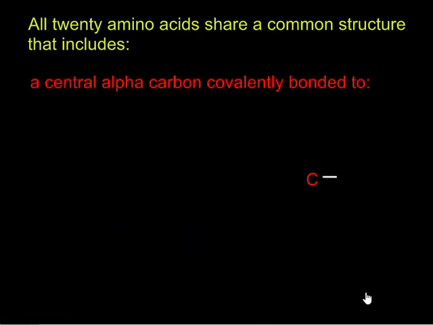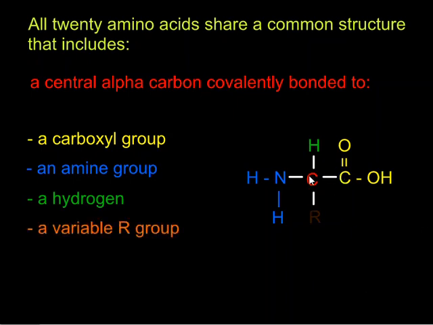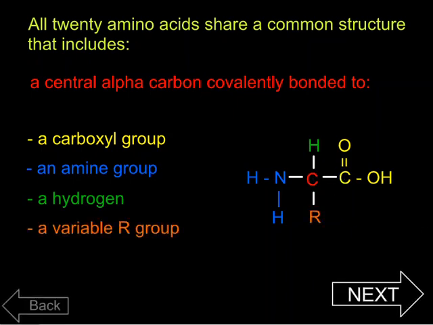All 20 amino acids share a common structure that includes a central alpha carbon, shown in red, covalently bonded to a carboxyl group, COOH, in yellow, an amine group, NH2, a hydrogen atom, H, in green, and a variable R group. So the basic structure of all 20 amino acids is the same except for the R group, which changes and makes the amino acids differ from each other.